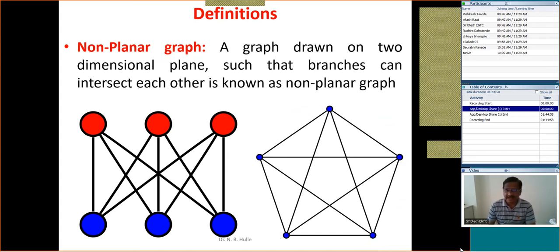That's why a graph drawn on the two-dimensional plane such that branches can intersect with each other is known as a non-planar graph. We cannot avoid it. At least one branch will be there which is overlapping. Such a graph is nothing but the non-planar graph. Is it right? That is the non-planar graph.